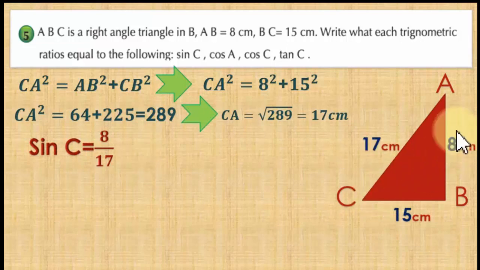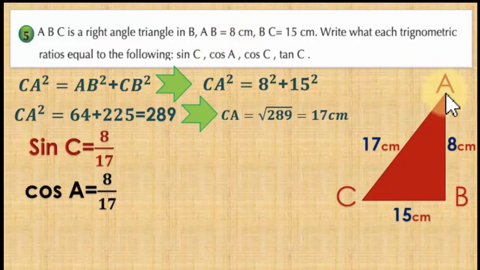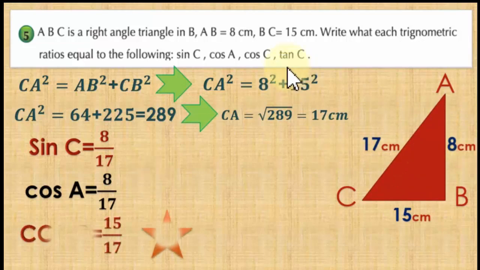So sine C equals the opposite side of C over the hypotenuse, equals 8/17. What about cosine A? Cosine A equals the adjacent side of the angle A over the hypotenuse, so equals 8 over 17. What about cosine C? Cosine C equals the adjacent of the angle C over the hypotenuse, 15 over 17.